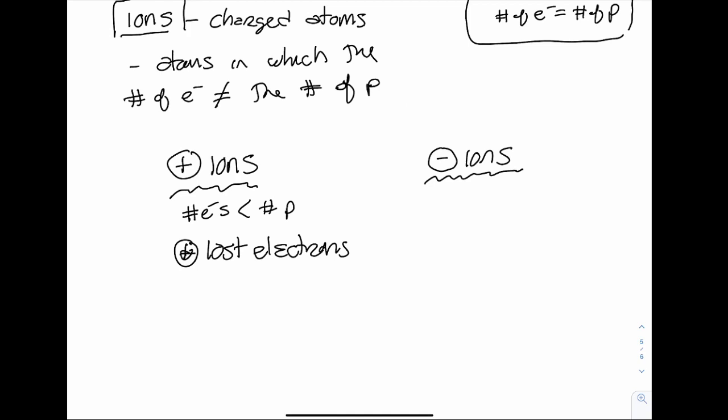So if it's negative, it gained electrons, so my number of electrons is greater than my number of protons. Remember, it's the electrons that we're changing, so that's why I switched that one around. The electrons are the one we're focusing on. So if it lost electrons, it has less. If it is negatively charged, it gained electrons, it has more.